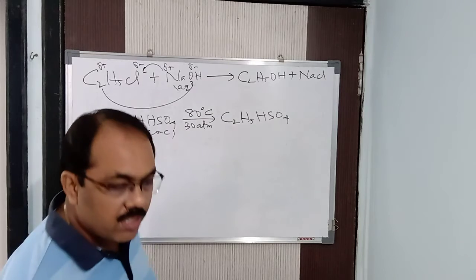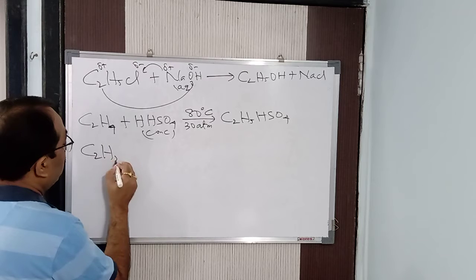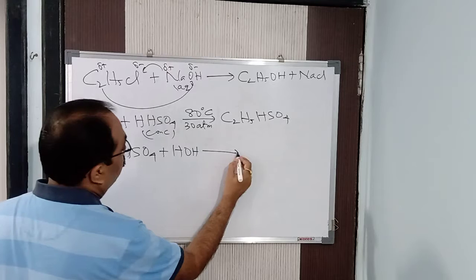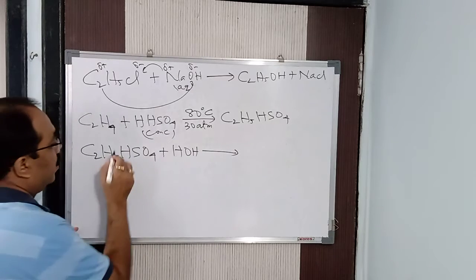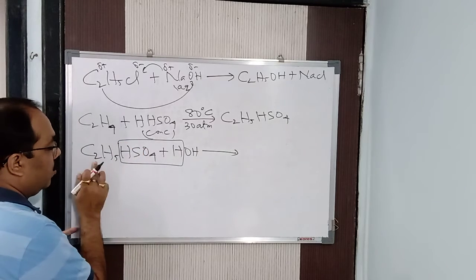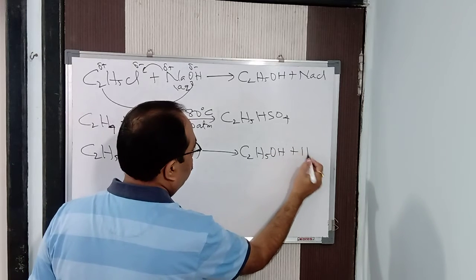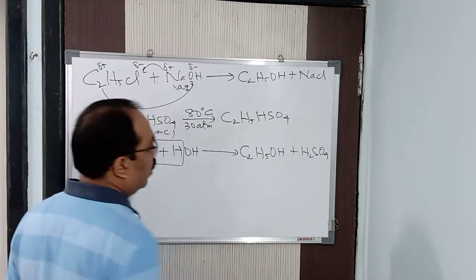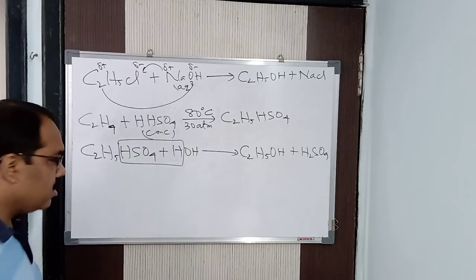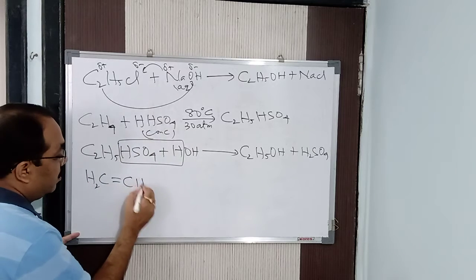Now, I don't want ethyl hydrogen sulfate, isn't it? So what I need to do is go for hydrolysis. C2H5HSO4 plus HOH, that is water. This will react to form H2SO4 and what you got? C2H5OH. You got C2H5OH plus H2SO4. In this way you got ethyl alcohol. Clear? Instead of writing in two steps, you can write the reaction in one step also.